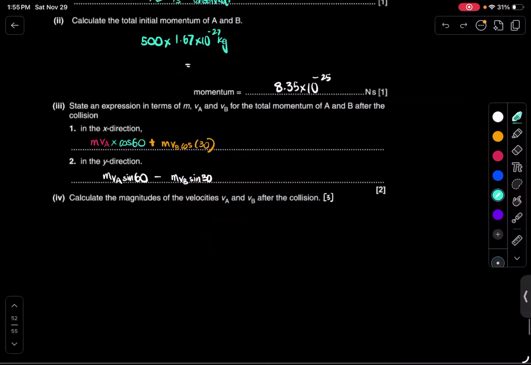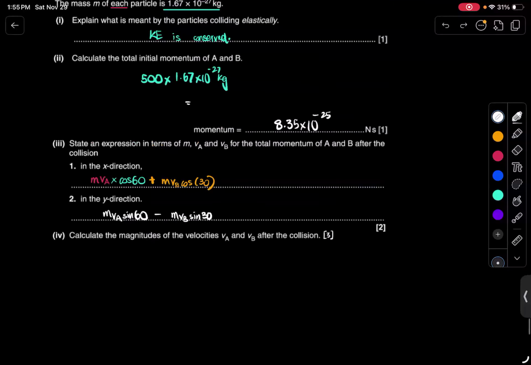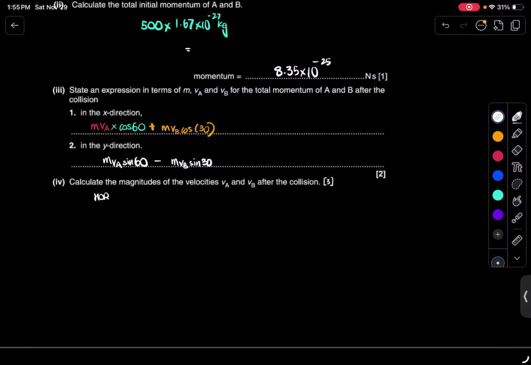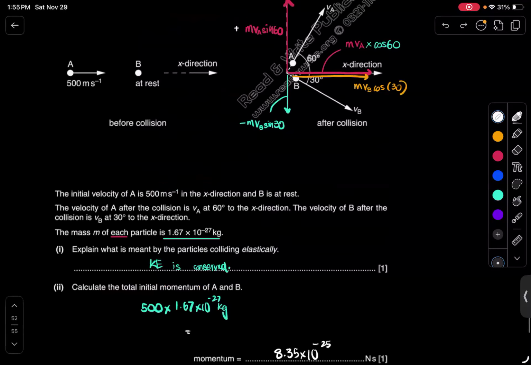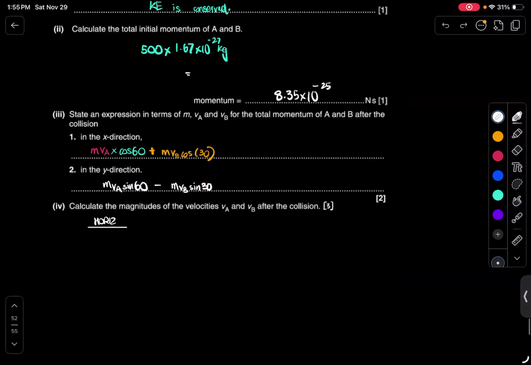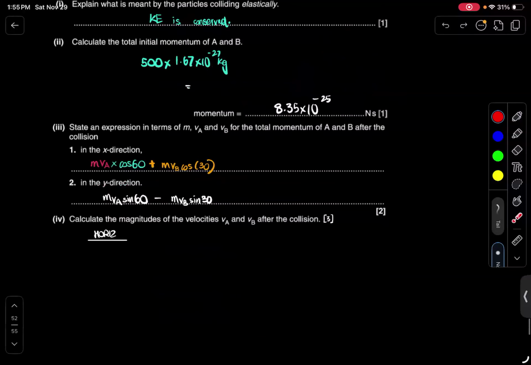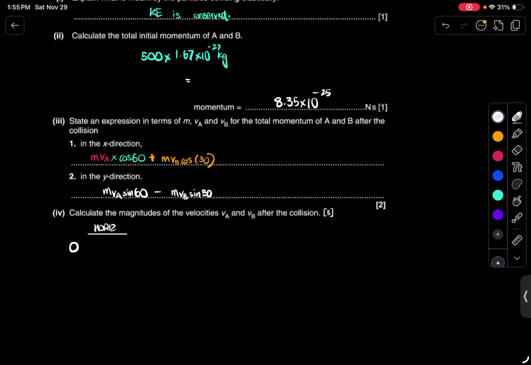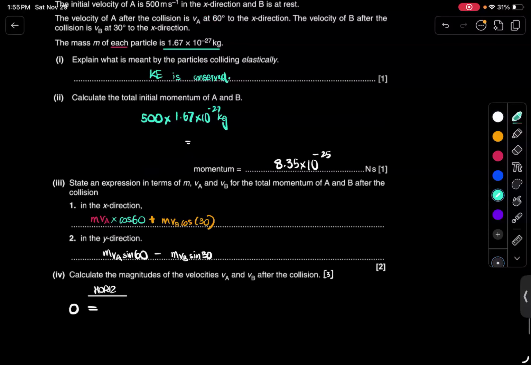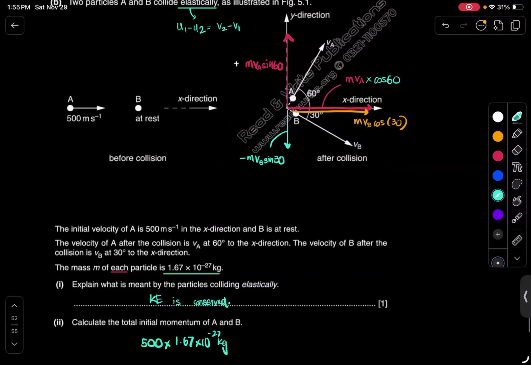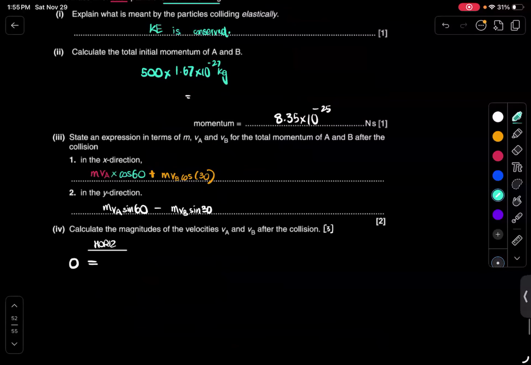Now, let's solve it. We know that horizontally and vertically, the sum of momentum before should equal the sum of momentum after, right? What is the total horizontal momentum before the collision? The ball is only moving vertically initially, so the total momentum before collision is zero. What is the total momentum after collision in the horizontal direction? It's going to be this value, right? We calculated it over here.